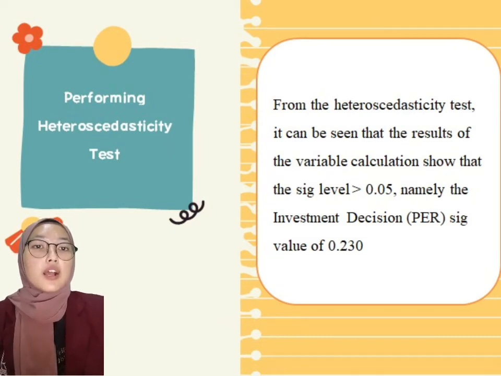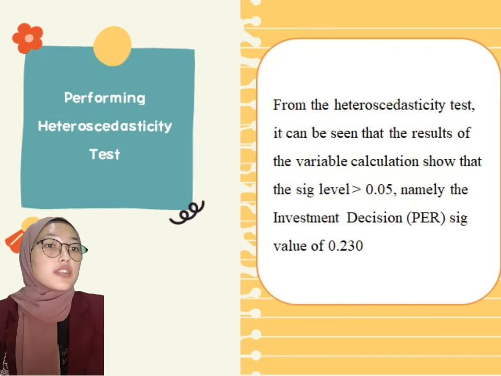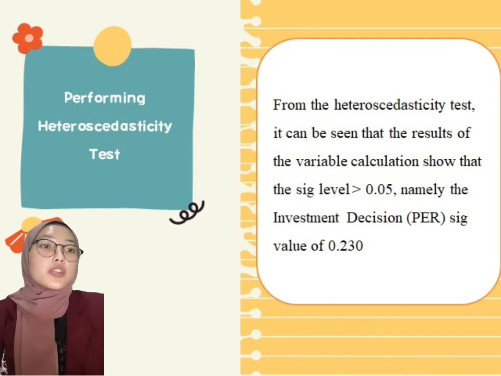Research test. 1. Performing the heteroscedasticity test. From the test, it can be seen that the result of the variable calculation shows that the SIG level is more than 0.05, namely the investment decision SIG value of 0.230. So it can be concluded that this research is free from heteroscedasticity symptoms and deserves to be researched.